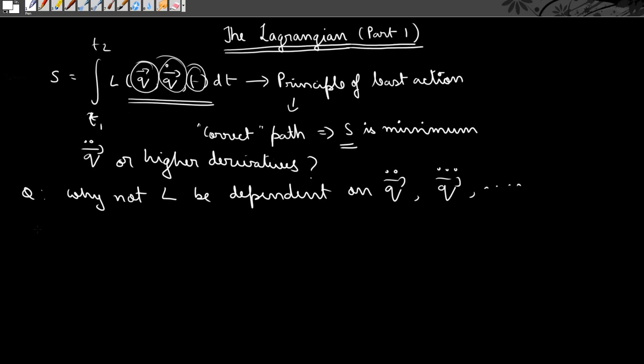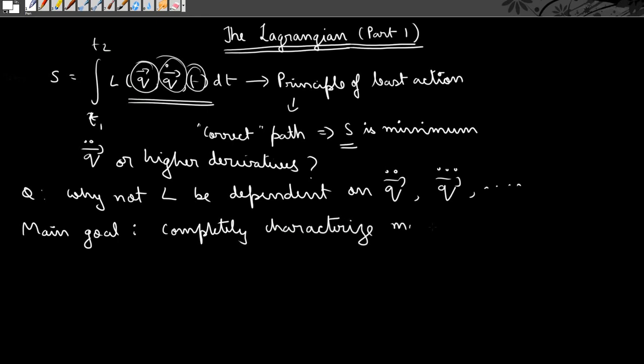So what is our main goal here? Our main goal is to completely characterize the motion of a particle or some set of particles. For simplicity, we are going to just consider one particle. What do we mean by this? How do we say that the motion of a particle is characterized?